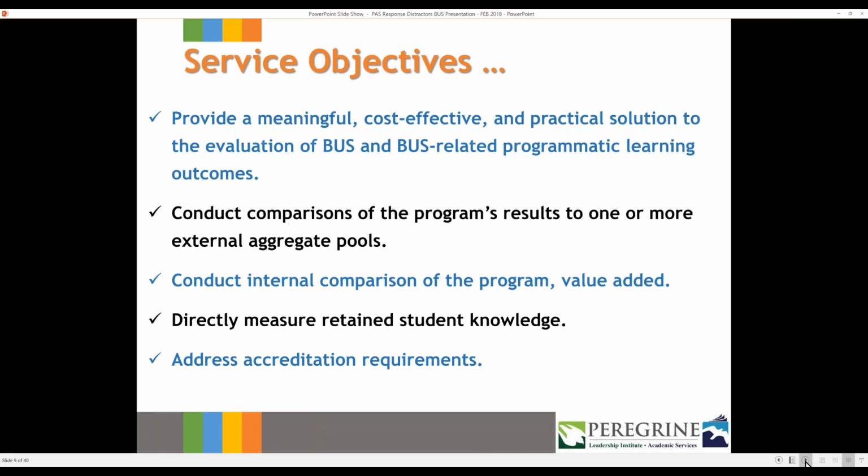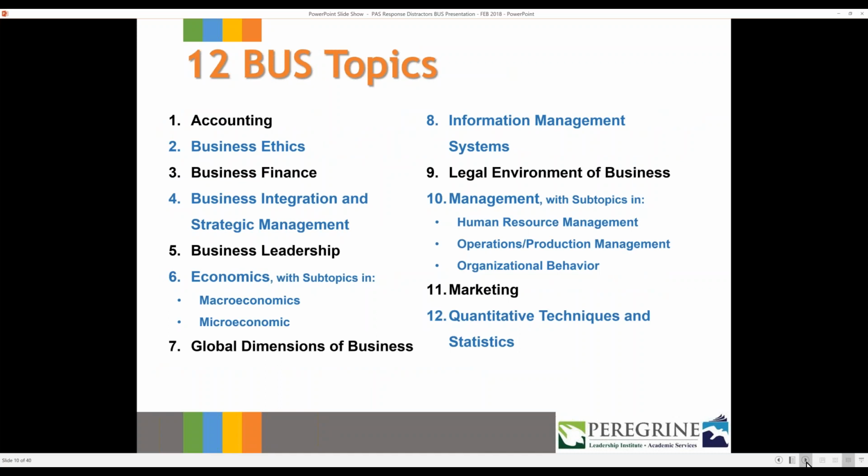And for ACBSB specifically, not only do we address the accreditation requirements, standard 4, but ACBSB has approved our tool for measuring student learning outcomes and performance.